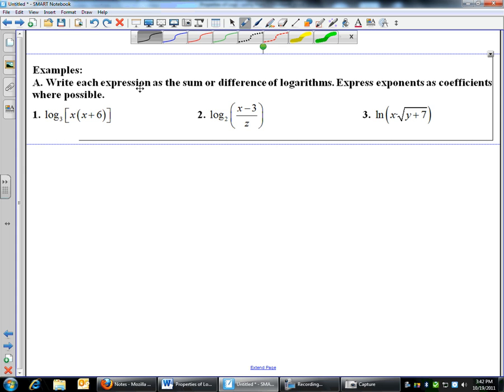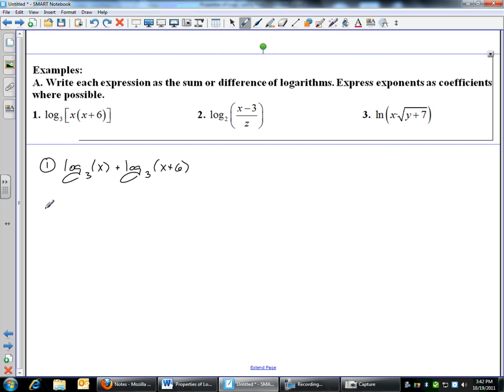What I'm wanting you to do is split these up into the sum or difference, which means add or subtract. And then I also want you to express exponents as coefficients, so any exponents you want to pull down as coefficients. So log base 3 of x times x plus 6 splits into log base 3 of x, and since it's multiplication, we split that into addition: log base 3 of x plus log base 3 of x plus 6. And that's your final answer. You can't do anything else with that.